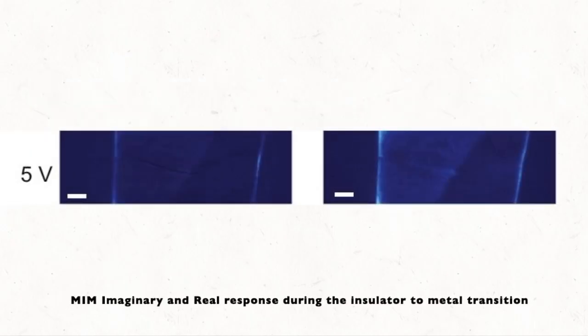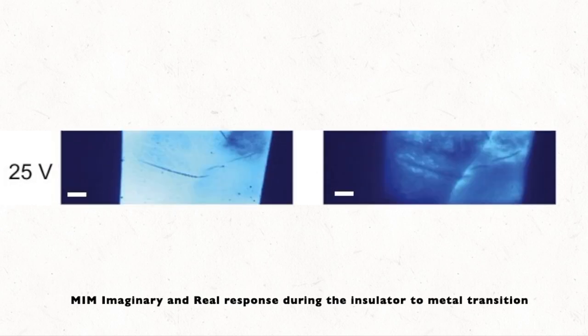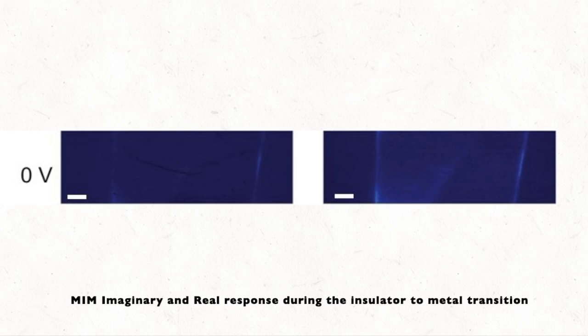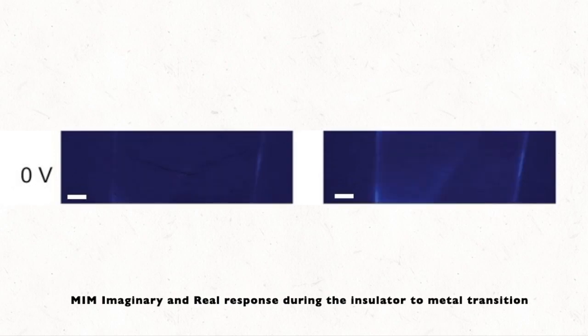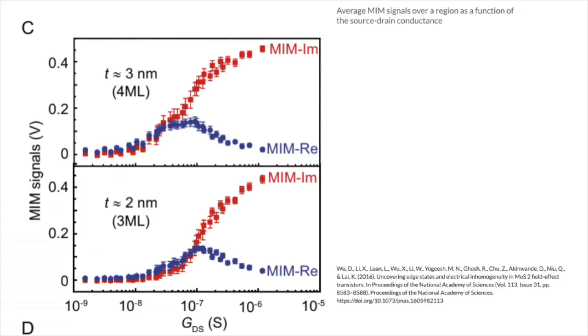Different electrical potentials were applied to the FET, and then the MIM response graphs were obtained from these various voltages. These images show the insulator transitioning to a metal. We also found the average MIM imaginary and real signals in a certain area of the flake. The applied voltage was also converted to a source-drain conductance, which is more useful for our scenario. Here is the graph. The imaginary component of the MIM signal is proportional to the tip-sample capacitance, and it increases monotonically until it saturates at the insulating and conducting limits.